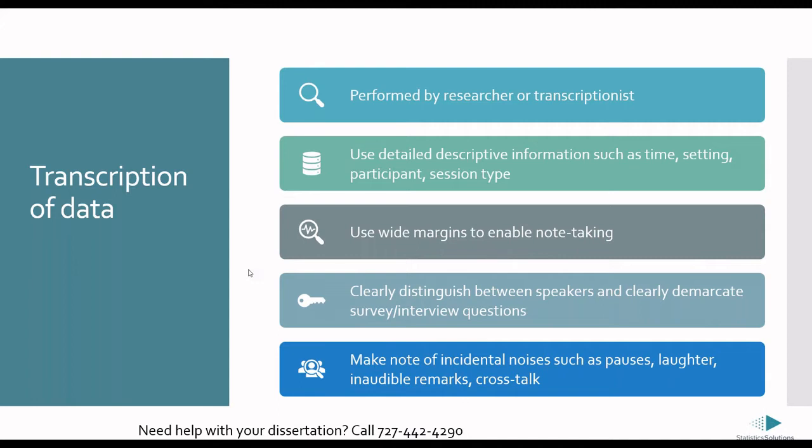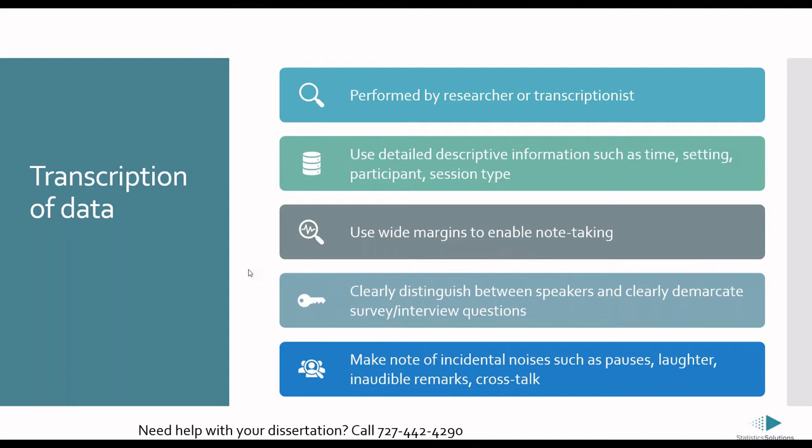Another thing that's helpful for data transcription that will translate into greater ease of data analysis is using wide margins, because wide margins allow us to take notes directly on the paper, and especially if you're analyzing data by hand as opposed to using a qualitative data analysis software, you want to have room to write, right? Because writing is thinking on paper.